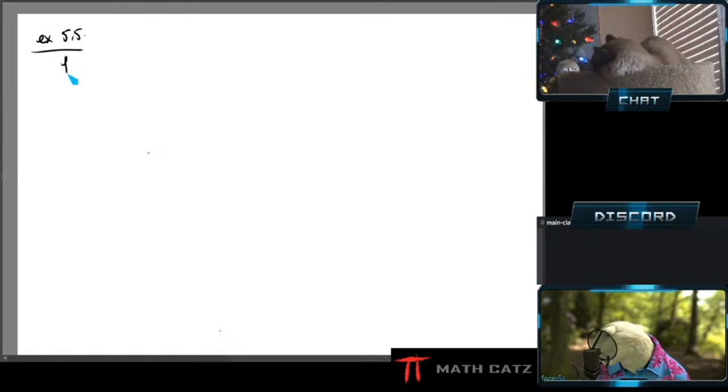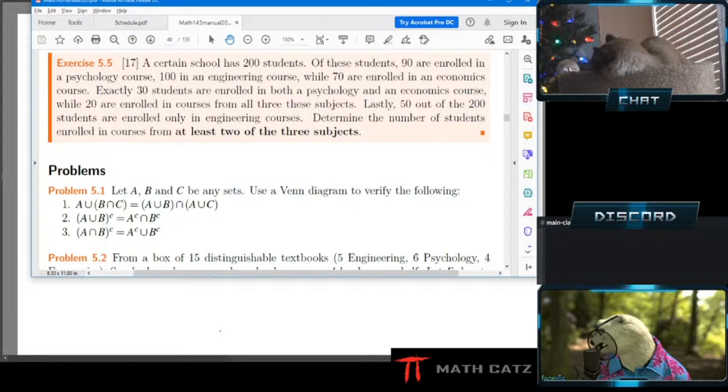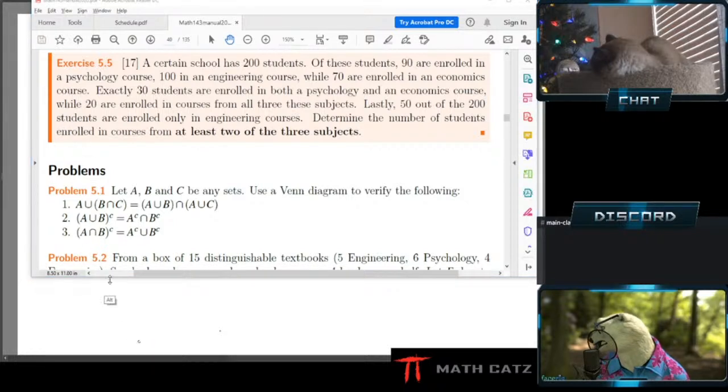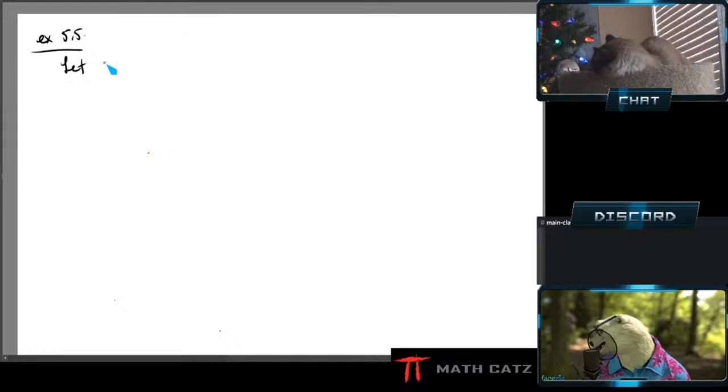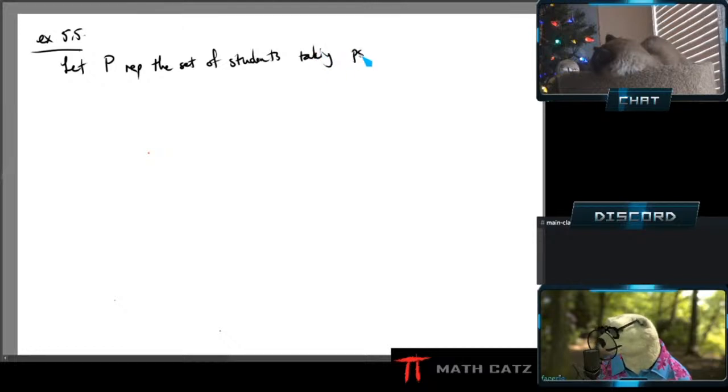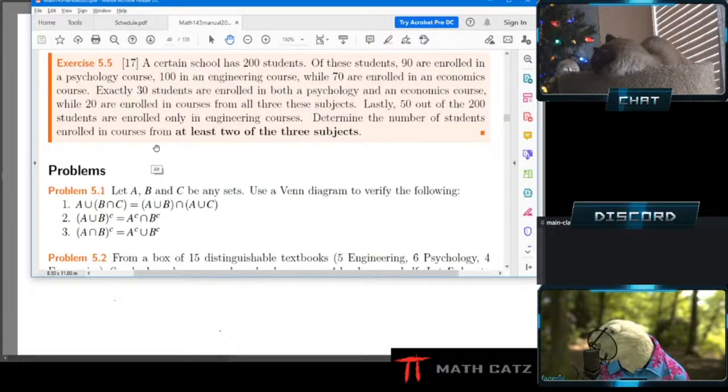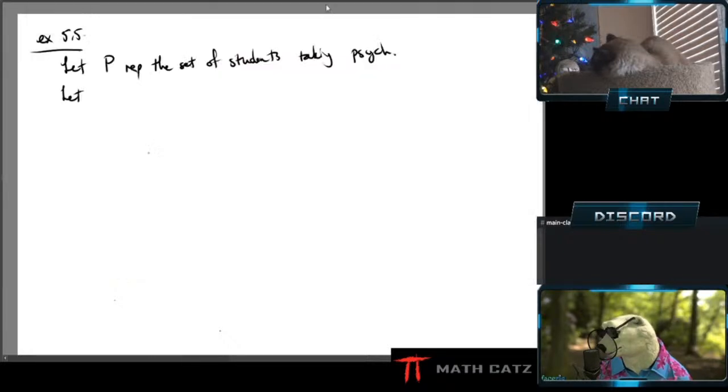Okay, so we again have 3 subjects here, so that's going to be very similar. Let P for psychology. Let P represent the set of students taking psychology. Now, I don't want to say E for engineering because E is in economics as well. So let's use N for engineering, C for economics.